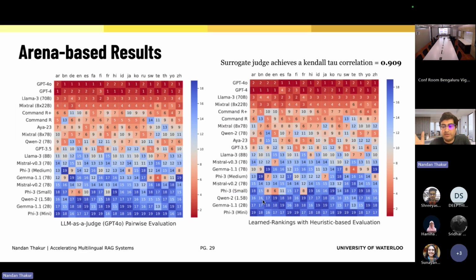On the right-hand side, I plot the rankings which we get from using the surrogate judge. I will not go through this in detail, but overall we get a Kendall-Tau correlation of 0.9, which is a really high correlation, which shows that the surrogate judge works well, at least for this case.